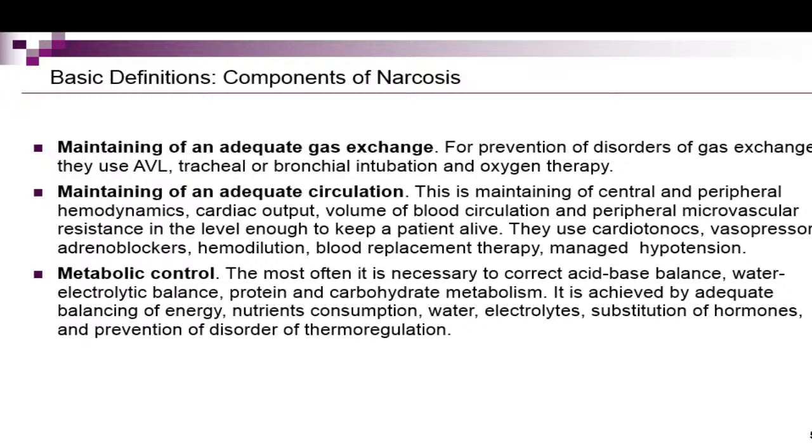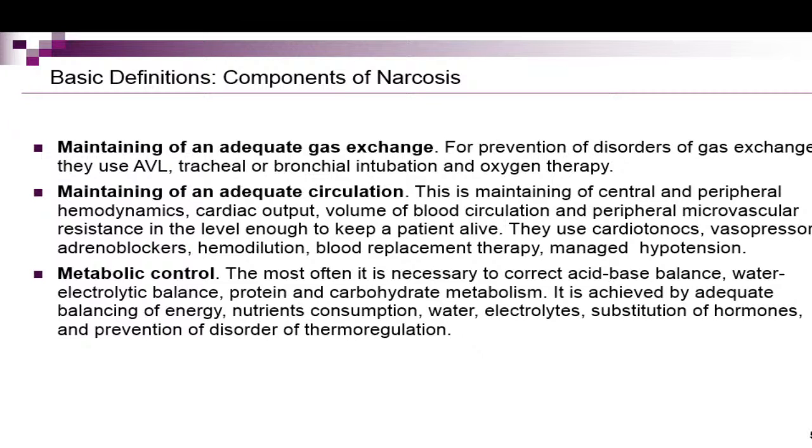Maintaining of an adequate gas exchange. For prevention of disorders of gas exchange, anesthesiologists must use AVL. This is an abbreviation, means artificial ventilation of lungs. Tracheal bronchial intubation and oxygen therapy.